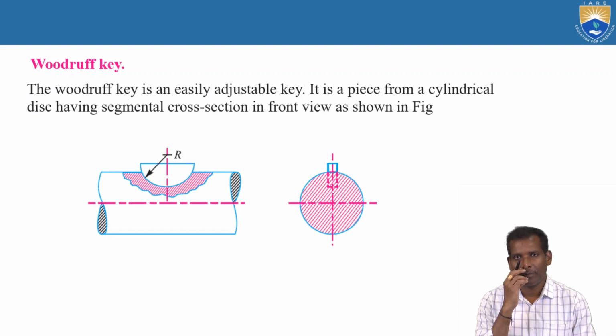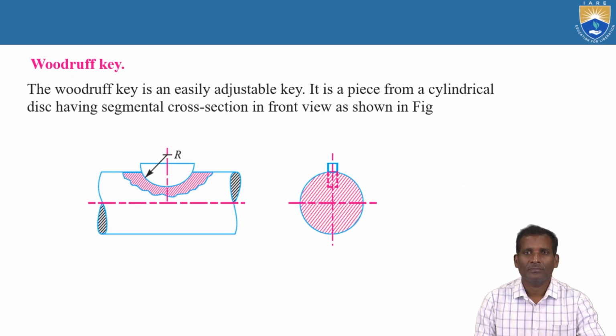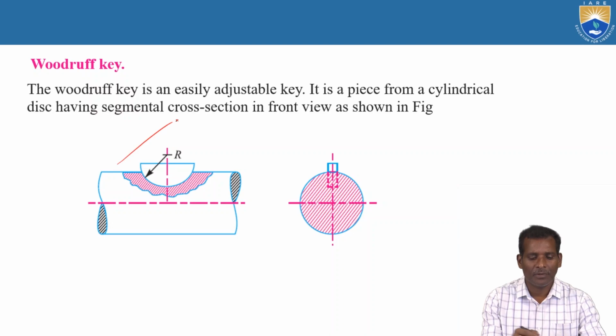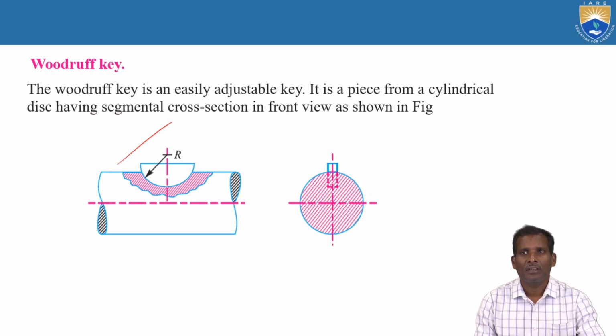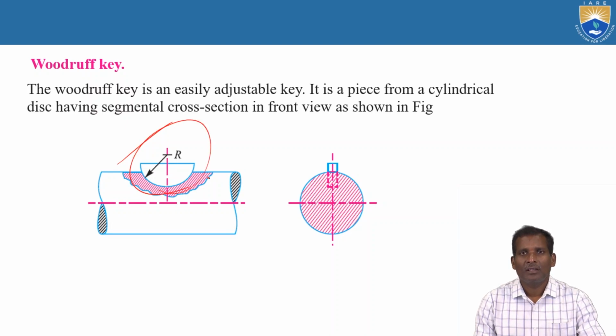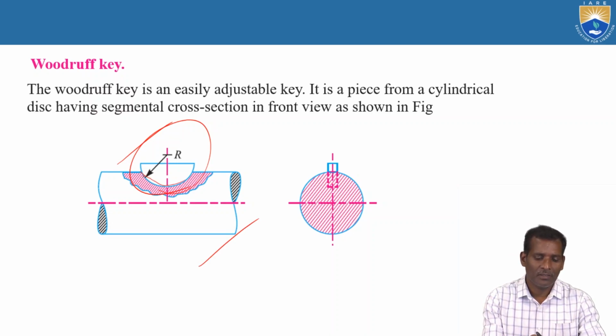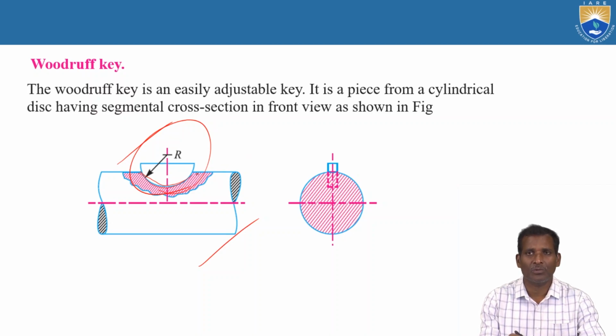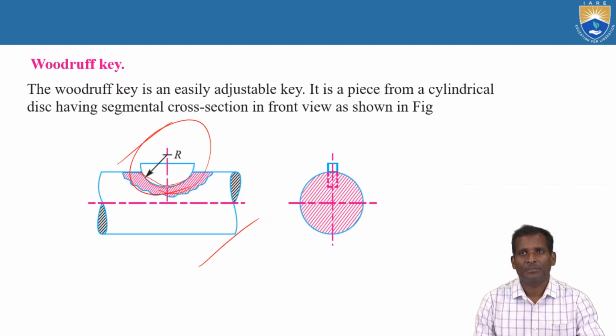Another type of key is Woodruff key. So the Woodruff keys are semicircle type keys. It is a segment from a cylindrical disc having some radius, and shown in this diagram. The shaft also has a semicircle type of recess to accommodate the Woodruff key. So it is an adjustable key.